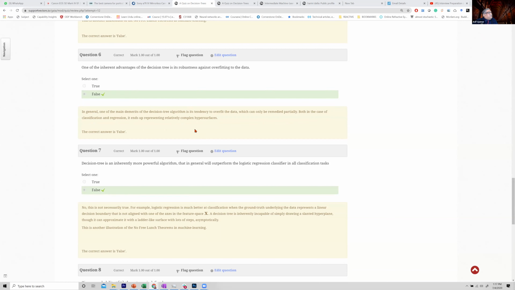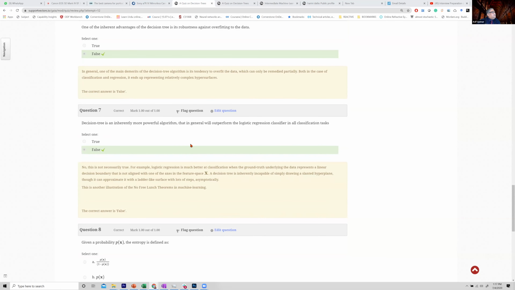So the next question, guys, is decision tree is inherently more powerful, it will outperform logistic regression.